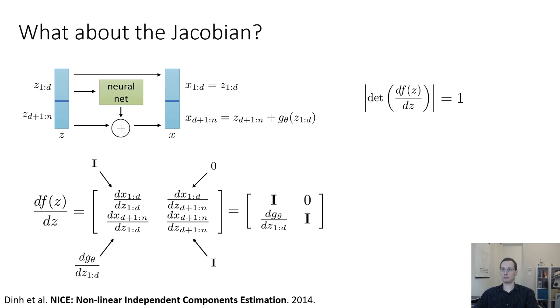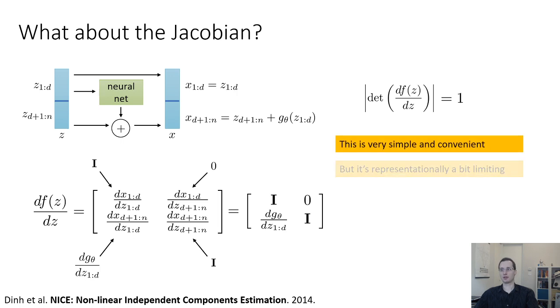So because of this particular form, for these invertible layers, the determinants are always 1, which means that that term in the objective has no effect on training the model whatsoever. So this is very simple and very convenient.